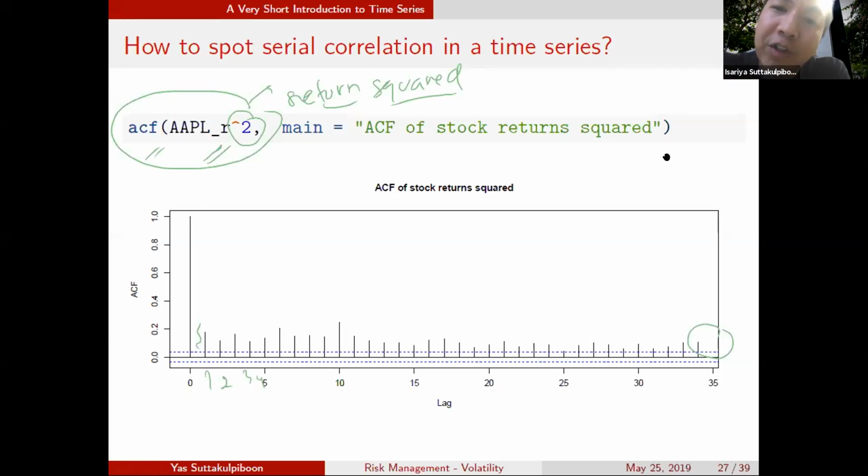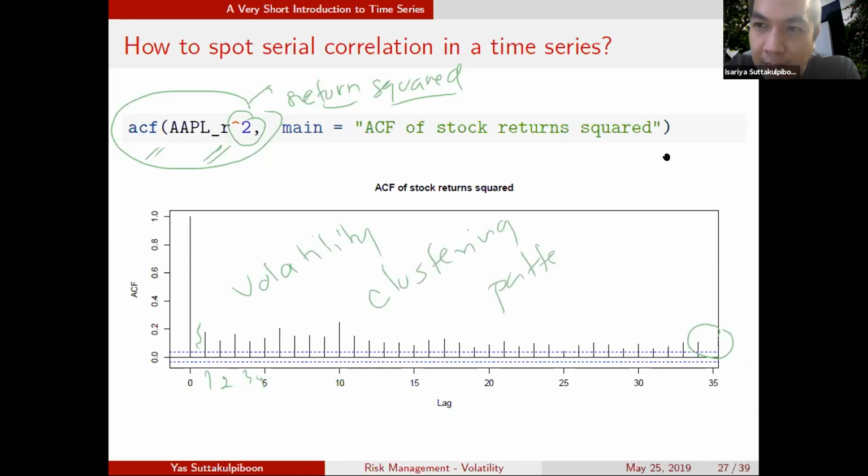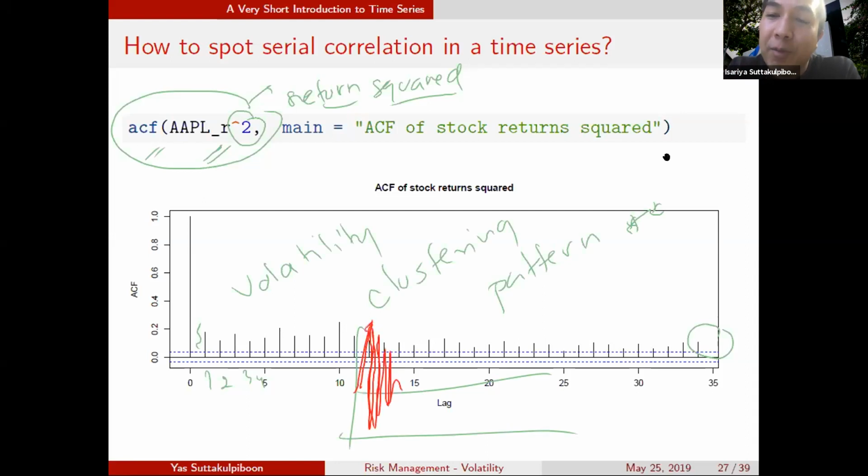You can see that there's a positive relationship between today and yesterday, today and 2 days ago, 2 days and 3 days ago, and so on and so forth. This exhibits a volatility clustering pattern. I'm not sure if you can see the volatility clustering or not. But if today's stock price is volatile, whether it's positive or negative, if today it goes up like crazy, the next day might be like this for a while. The magnitude remains high for a certain period of time and then it will die out.